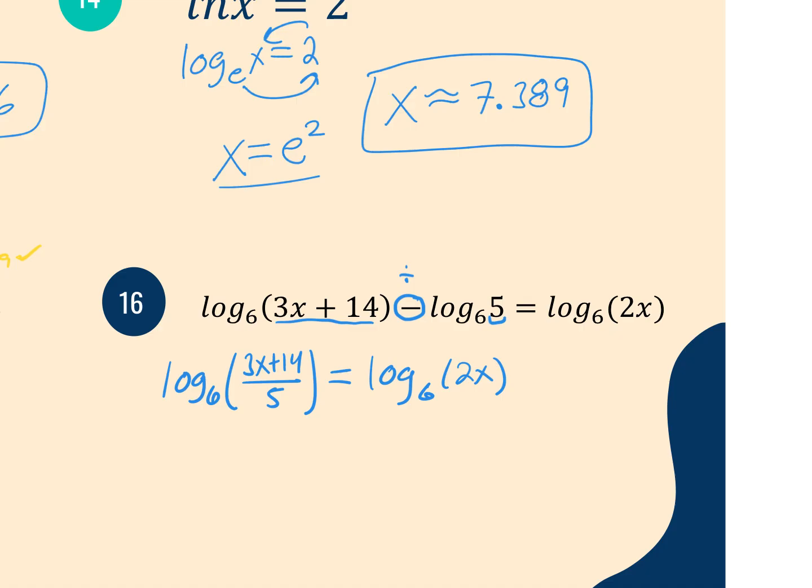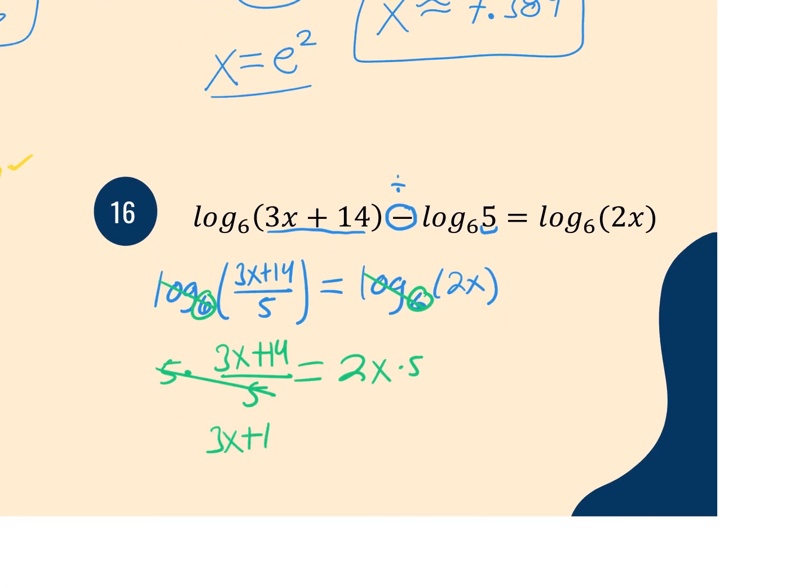And then just like the previous problem, we have the exact same log, right? There's a log base 6 and a log base 6, so I can cross out the logs. And then we're left with a linear equation right here. So I get (3x plus 14) over 5 equals 2x. To get rid of the fraction, you can multiply both sides by 5, cross these out, and then you're left with 3x plus 14 equals 10x. And then let's solve for x. So subtract 3x on both sides, and then we get 14 equals 7x. Divide by 7, and then you get x equals 2.